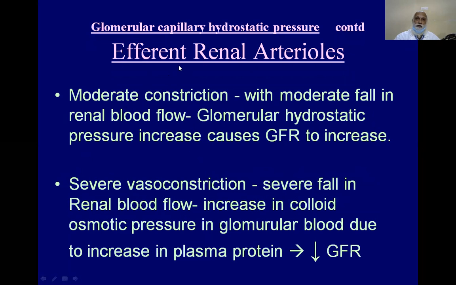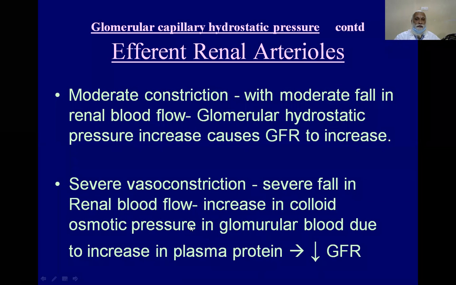Now, when you come to the efferent renal arteriole, there's a slight difference. Moderate constriction causes a moderate fall in renal blood flow. Then glomerular hydrostatic pressure increases because you have increased the pressure also. So GFR may increase to some extent. It will be moderate constriction. With severe vasoconstriction, there is a severe fall in the renal blood flow.